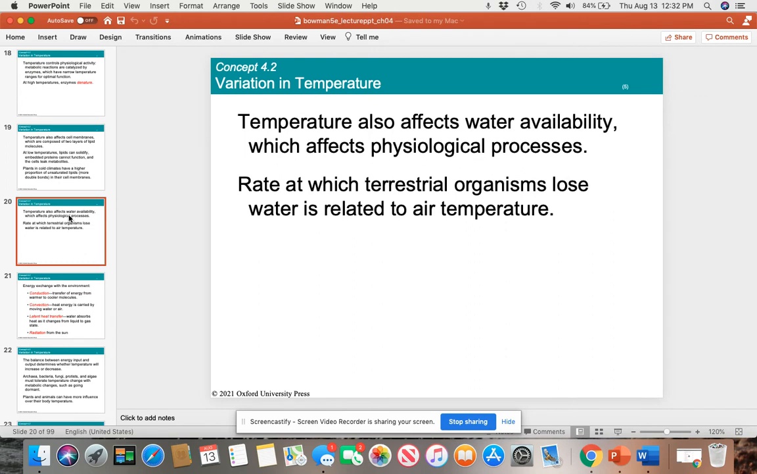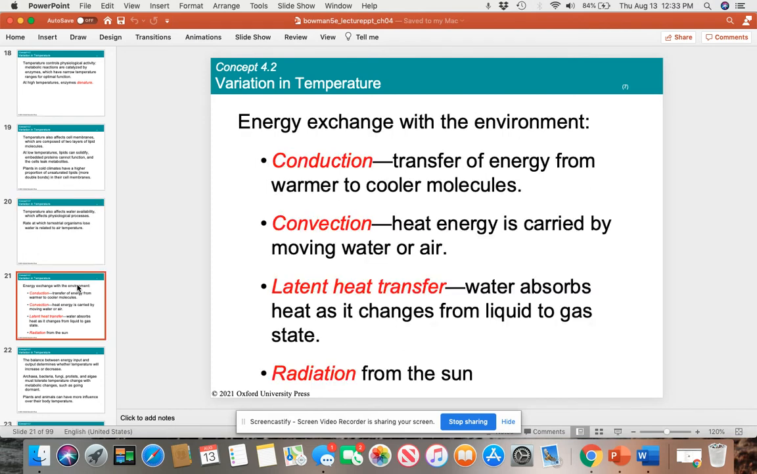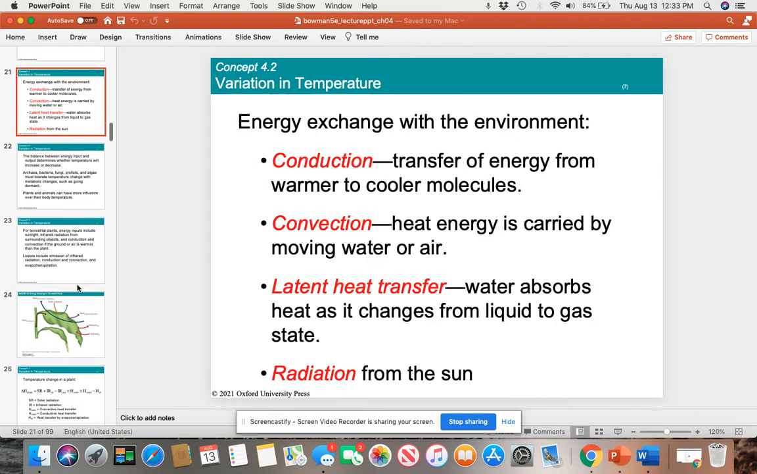Temperature also affects water availability. So we will see in leaves of plants that their temperature does have an effect on how the physiological processes of plants take place. And so when we look at how a plant keeps in water, in other words, how does it manage temperature? So we have conduction, convection, latent heat of transfer, and all organisms on the planet experience radiation from the sun.